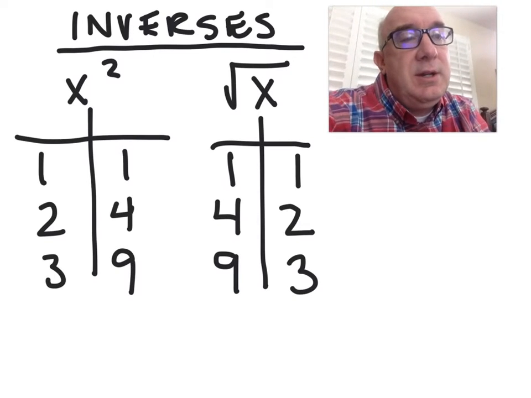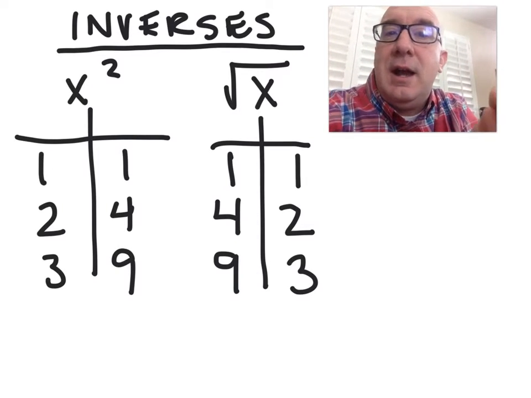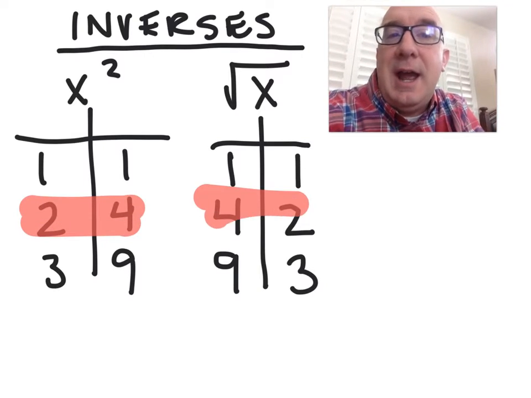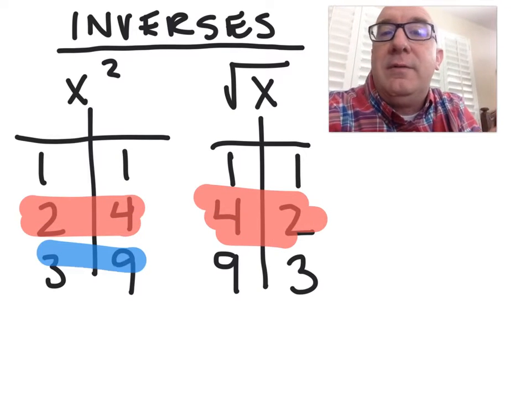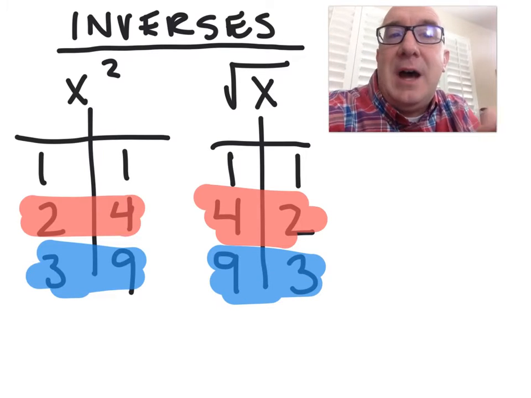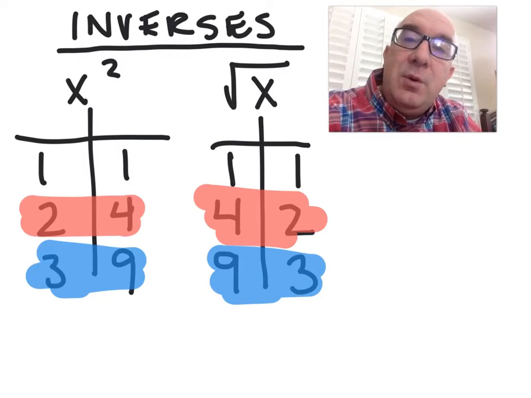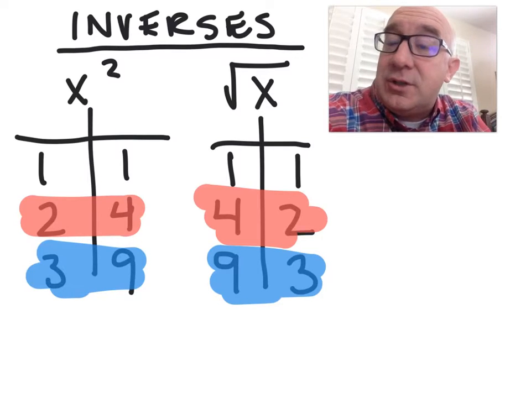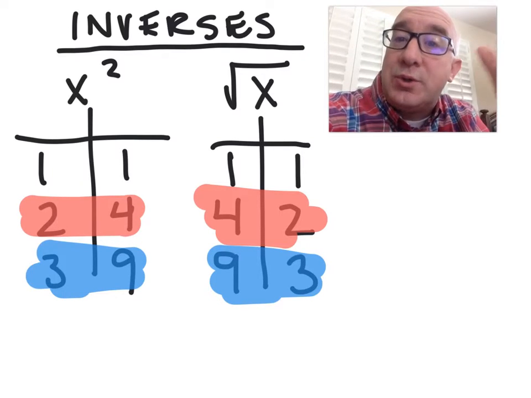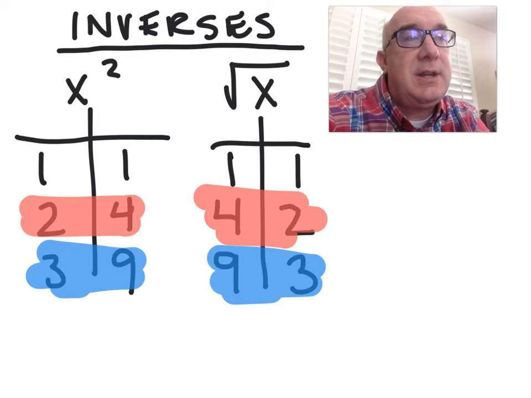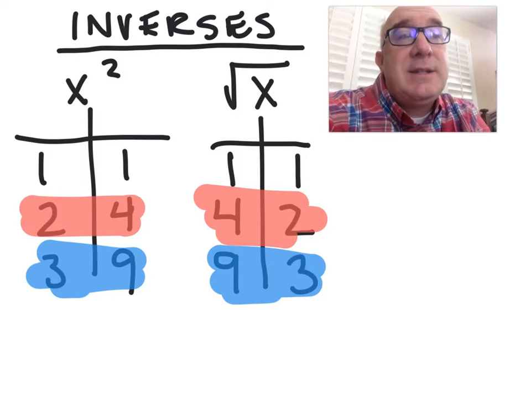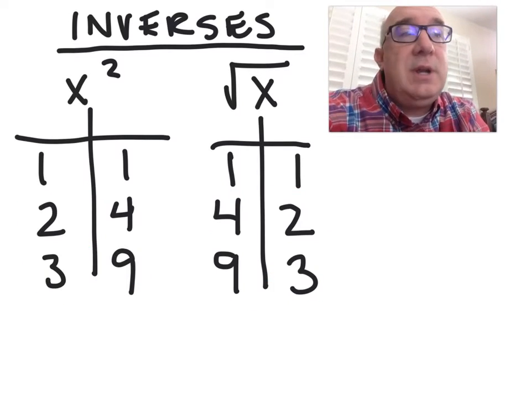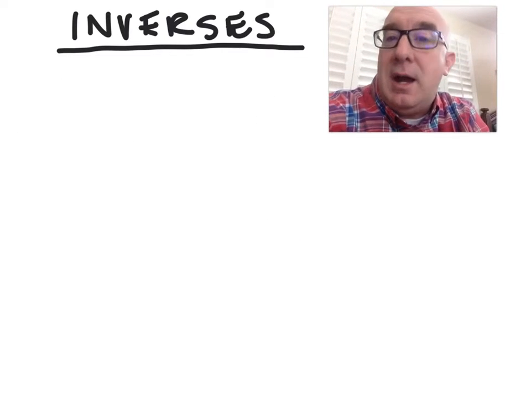What I want you to notice is this switching aspect of the table of values. If you are a function and you have an inverse, your table of values will also always be reversed, just like this group is. So that's a huge clue in recognizing what is or what isn't an inverse.